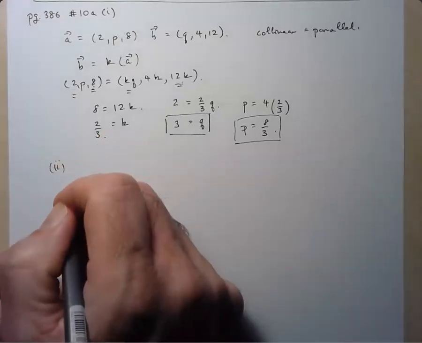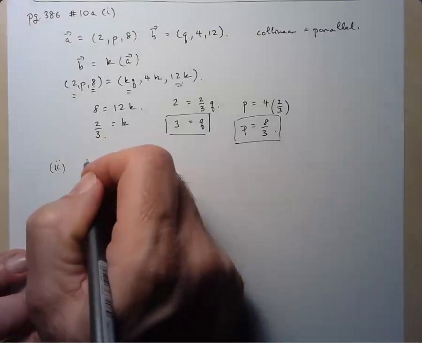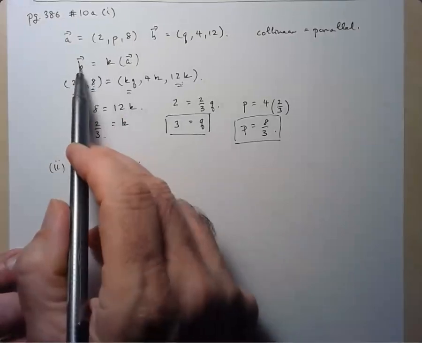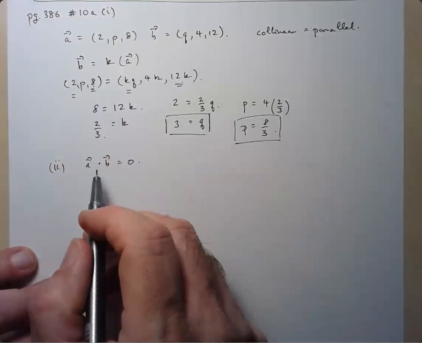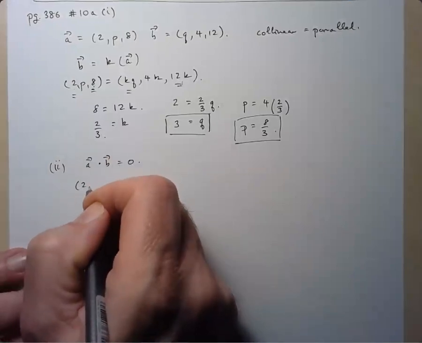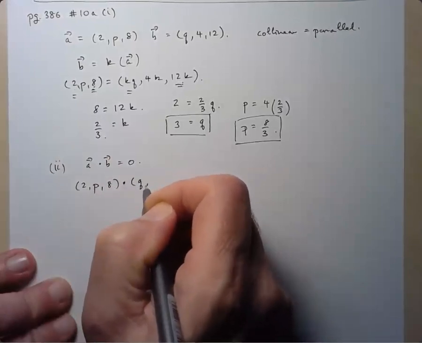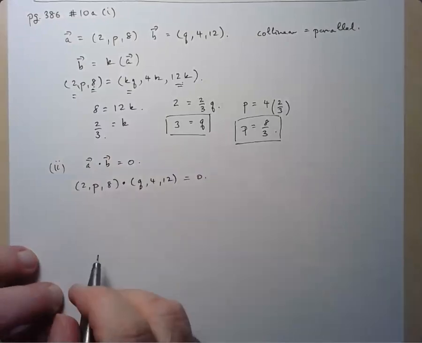So here they need to be perpendicular. So that means that A dot B is going to have to be equal to 0. So parallel means they're scalar multiples of each other. Perpendicular means their dot products have to be equal to 0. So here I'm going to take 2, p, 8 and dot it with q, 4, 12, and this dot product has to be equal to 0.